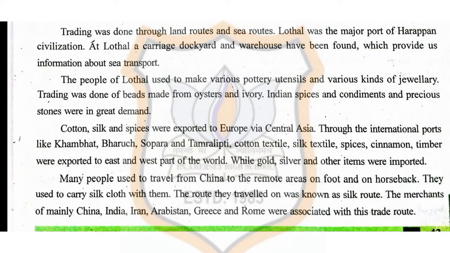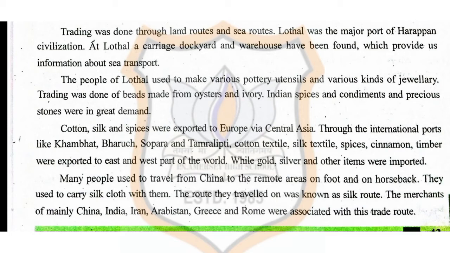Lothal was the major port of Harappan civilization. At Lothal, a carriage dockyard and warehouse have been found which provide us information about sea transport. The people of Lothal used to make various potteries, utensils and various kinds of jewelries. Trading was done of beads made from oysters and ivory.